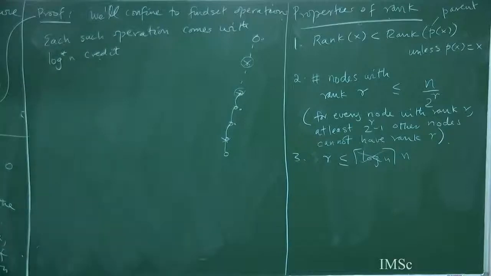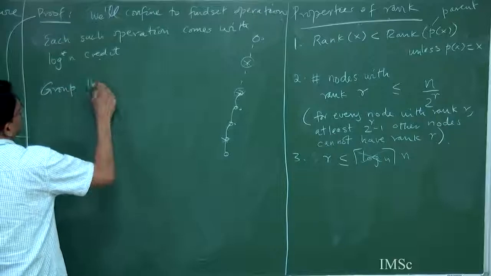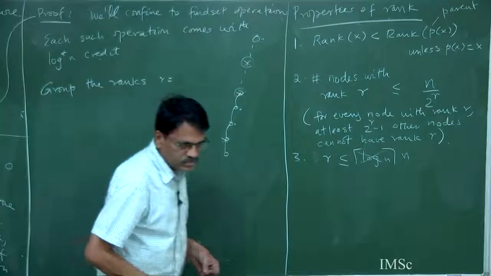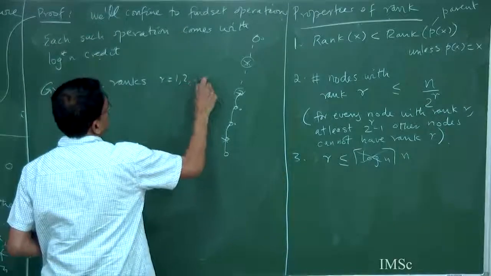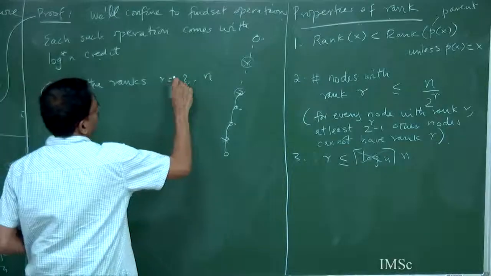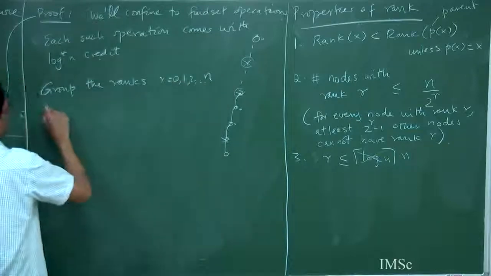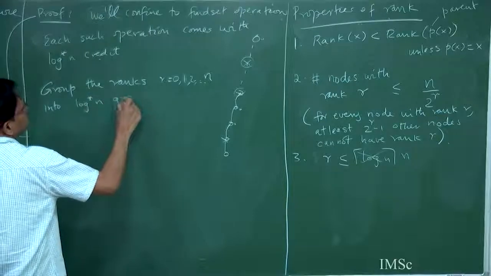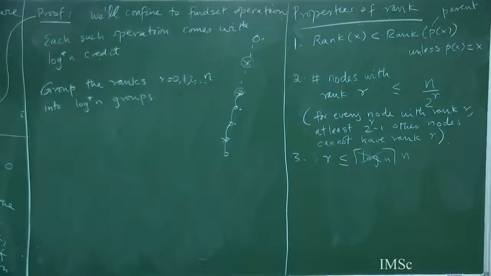How many groups? I'm going to distribute the ranks into log star n groups. How am I going to do it? It's exactly like this.